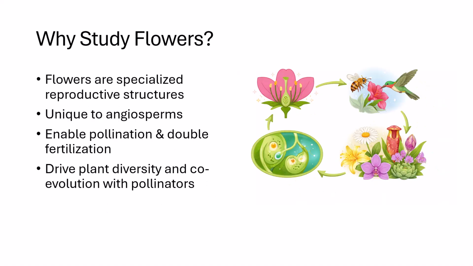Flowering plants, angiosperms, make up one of the largest and most diverse groups of plants on Earth. Their defining feature is the flower. Flowers are specialized reproductive shoots. They are not separate from the rest of the plant body. They are modified stems with modified leaves arranged in whorls. What makes angiosperms especially successful is their reproductive innovation, including enclosed ovules and the process of double fertilization.